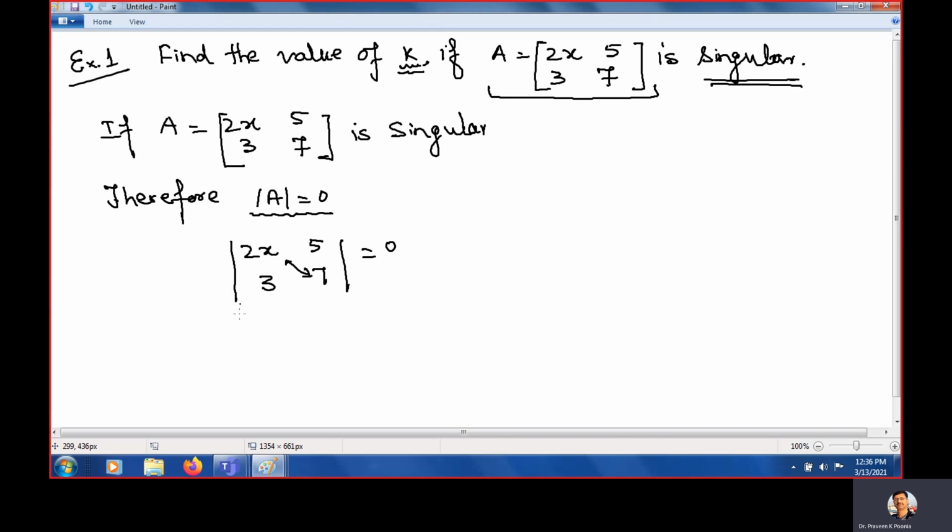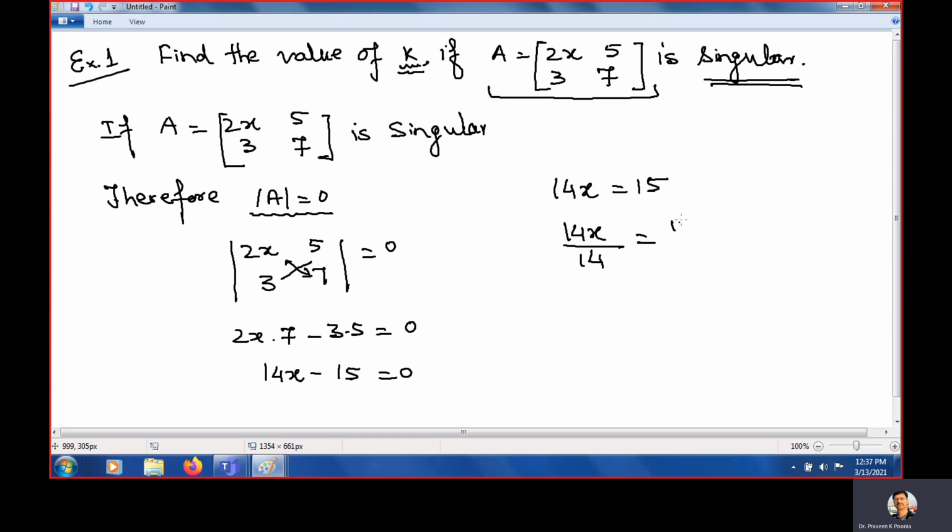Now multiply this into this. 2x into 7 minus 3 into 5 is equal to 0. 7 into 2 is 14x, minus 3 into 5 is 15, equal to 0. Now shift 15 towards the right side. 14x is equal to 15. Divide by 14. This cancels. So what is the value of x? The value of x is 15 upon 14. This is how we find the value of x.